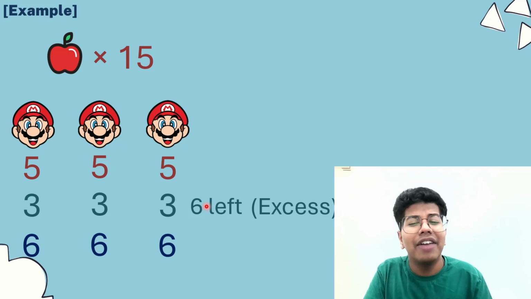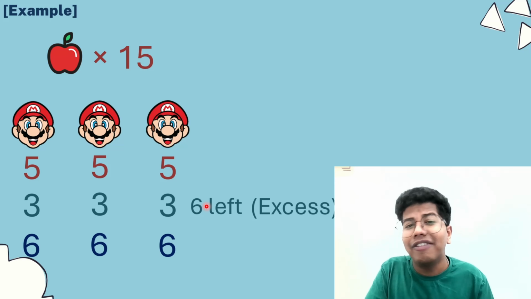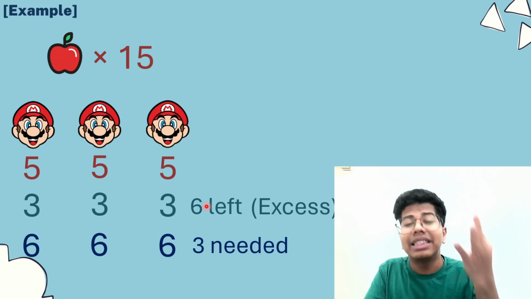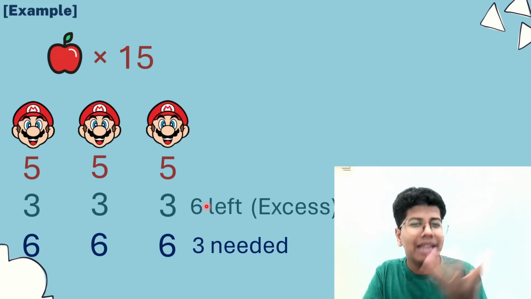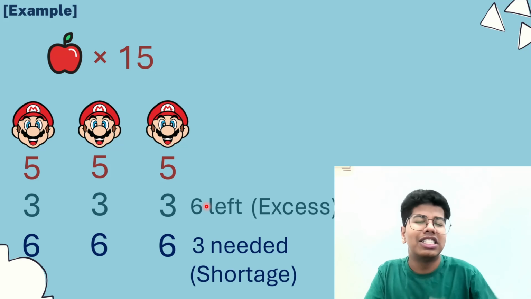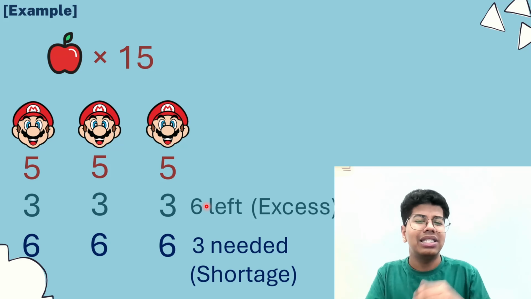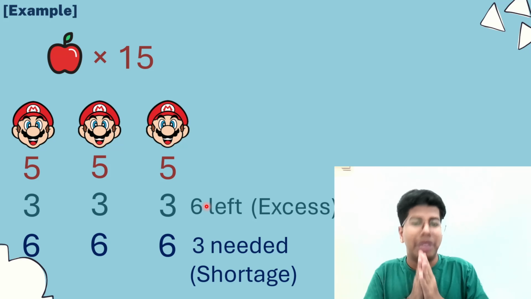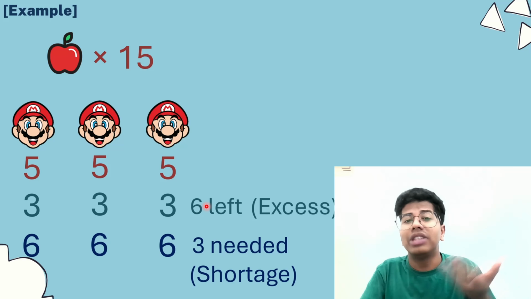If I try giving everyone 6, then what will happen? This total is 18, but I only have 15 apples. This means there are 3 more apples needed. Now this situation where there is a need, where we need more, we call a shortage. So there are 2 situations. One is excess, when there is more left with me, and the other is shortage, where I need more to distribute them.